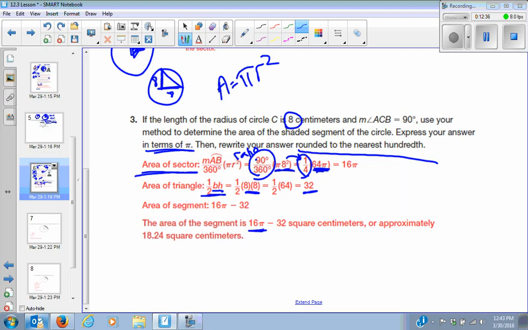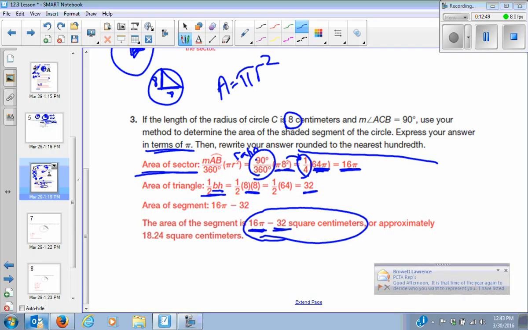16 pi was the area of the sector, and they subtract the area of the triangle, and that is my exact answer. They then took the 16 pi, put that in the calculator, and then subtracted 32, and that's where they got the rounded answer from.